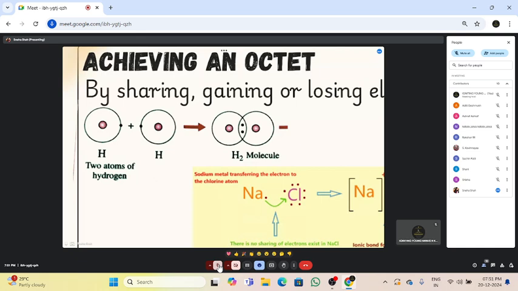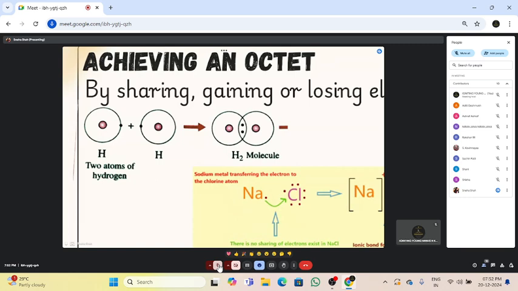It is because hydrogen has only one electron in its outermost orbit. It is the smallest element known to mankind, with only one orbit and only one electron in it. So it is not stable with only one electron, correct? It has to have at least two electrons to be stable, to be existing.